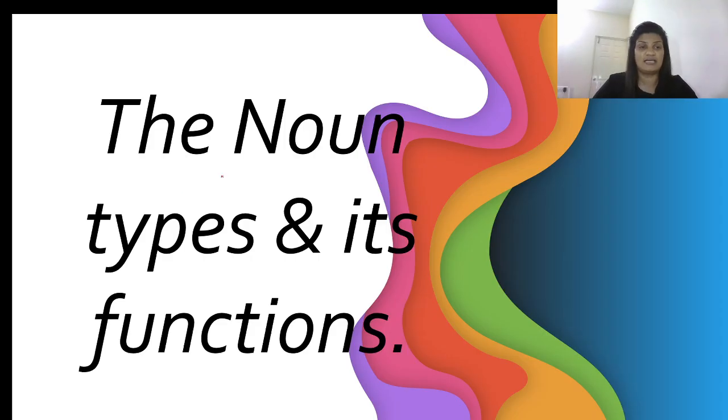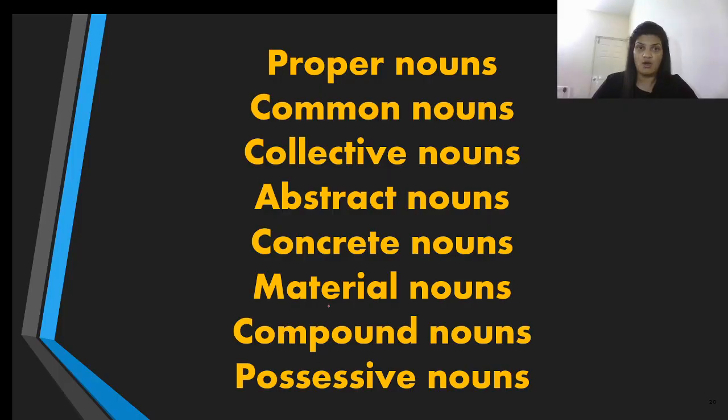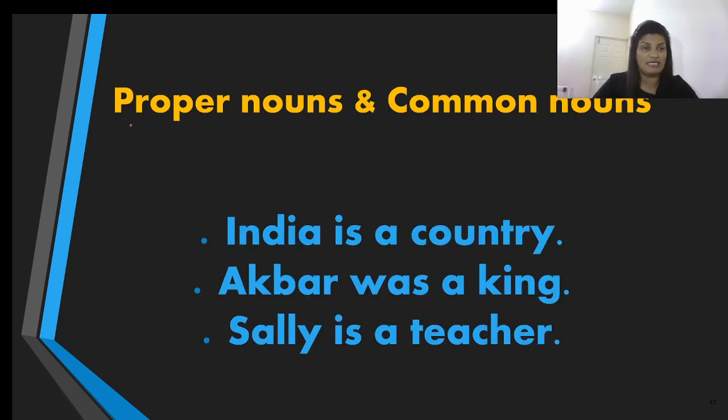The next is the noun types and the functions. Well, there are different types of nouns like proper nouns, common nouns, collective nouns, abstract nouns, concrete nouns, material nouns, compound nouns, and possessive nouns. Let me take you through each and every noun, that is proper noun and common noun. And for that, I want you to focus on this example, which is India is a country.